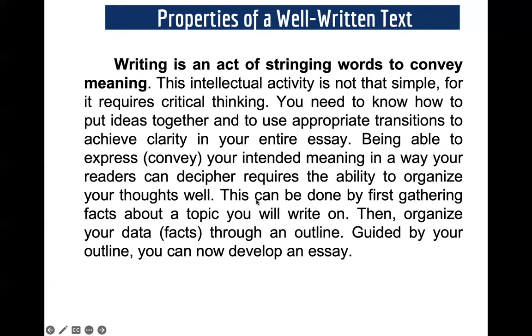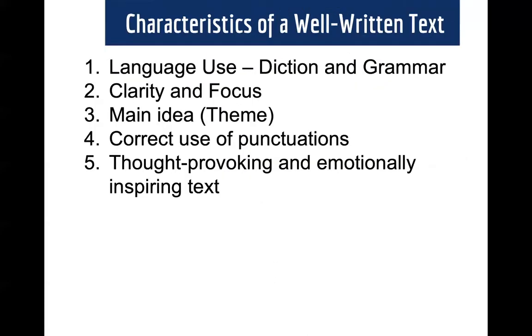Instead of using "that" or "these," "by first gathering facts about a topic you will write on." And here "and" is the conjunction to continue the idea: "organize your data." So instead of using "facts," you use a synonym for facts, still a cohesive device, "through an outline." "Guided by your outline," repeating the word outline, "you can now develop an essay." So this particular paragraph follows what we call the principle of cohesion because it uses cohesive devices such as pronouns, conjunctions, and of course synonyms and repetition of words.